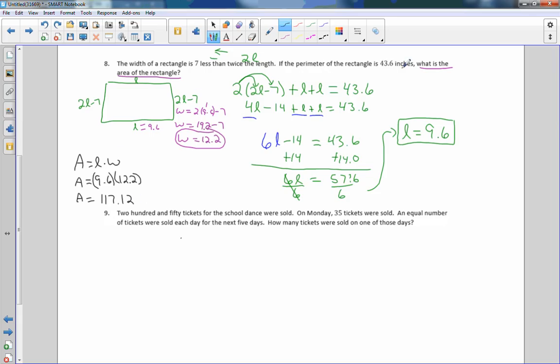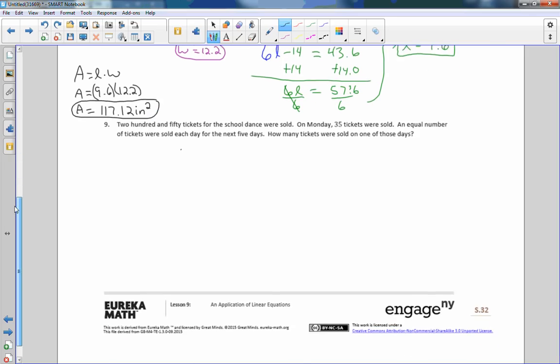And is there any unit of measurement? Inches. And remember, area is squared. So the area of this rectangle is 117.12 inches squared. That was a challenging problem.